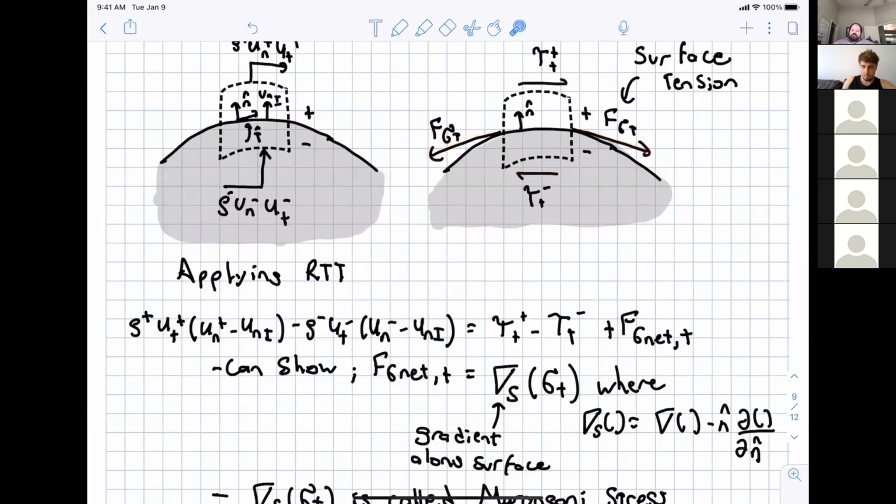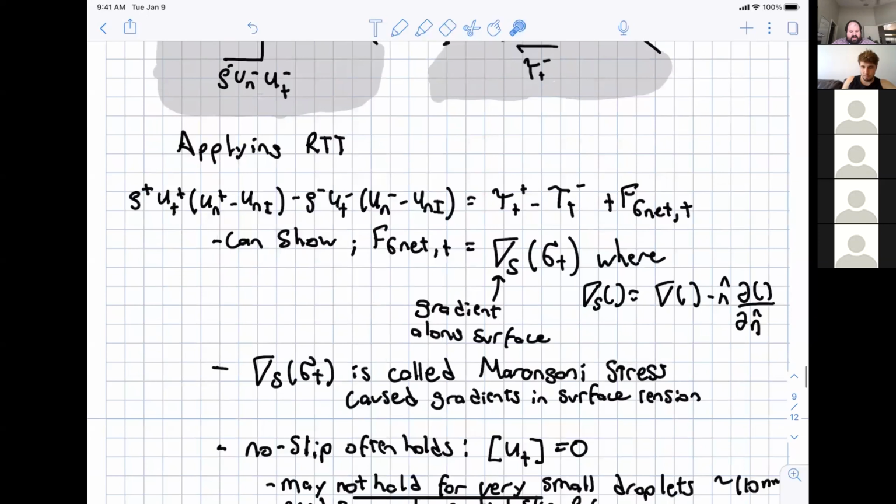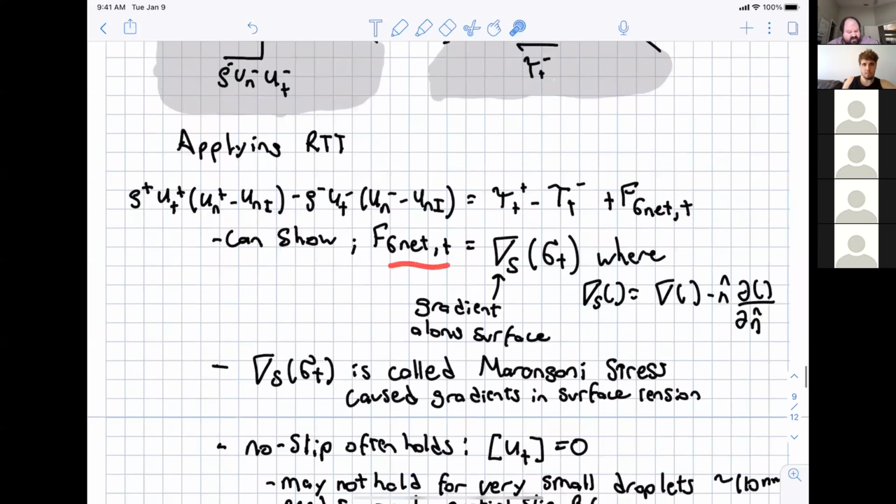Okay, and we can show, I've never been through this myself, this has just been handed to me by a surface fluids person, you can show that this net tangential surface tension force is what's called grad_S of the surface tension, the surface gradient of the surface tension. And the surface gradient is a gradient operator that only considers the tangential directions.